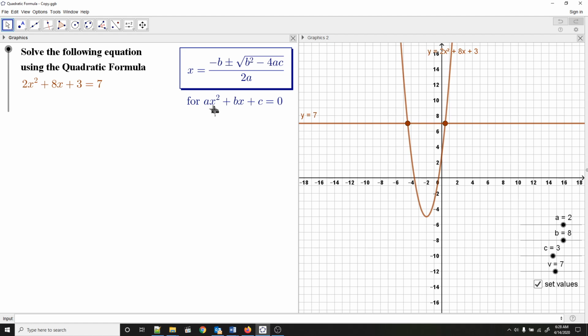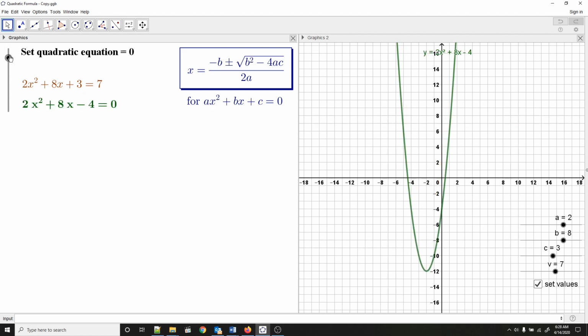The quadratic formula works with the quadratic expression equals 0. So what I'm going to need to do is subtract 7 from both sides. And as I subtract 7 from both sides, you will notice that this graph has now been vertically translated down 7 units. So the roots that are here were actually the same roots that were here and here when the graph was equal to 7. And there you go. There's the roots.